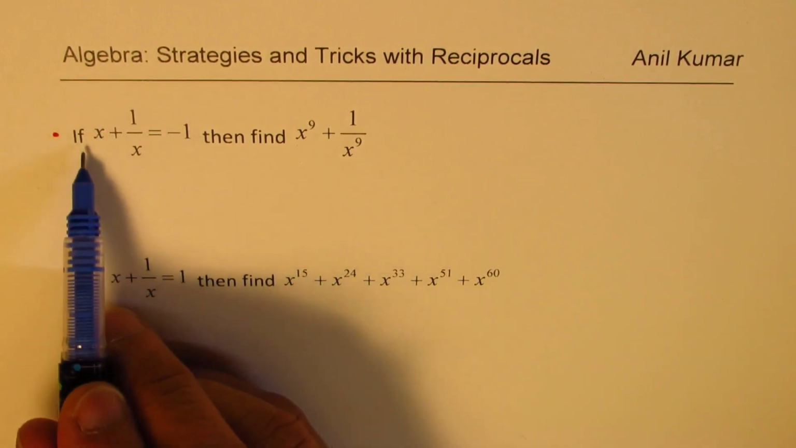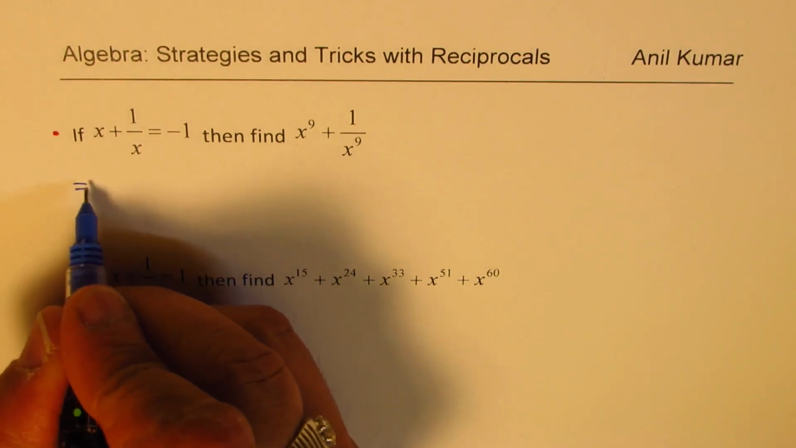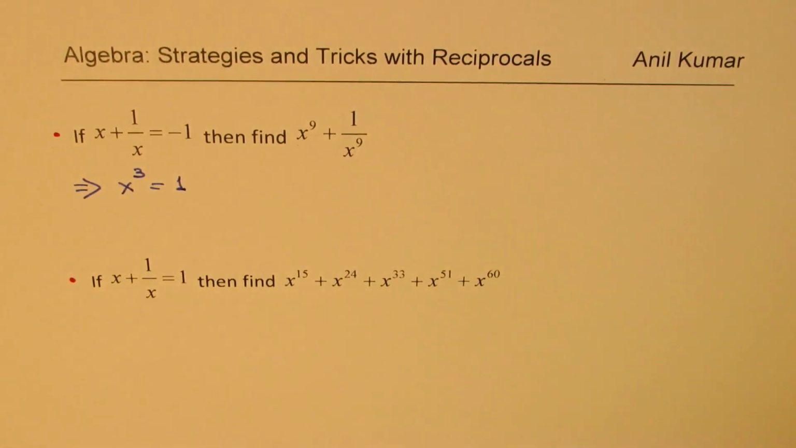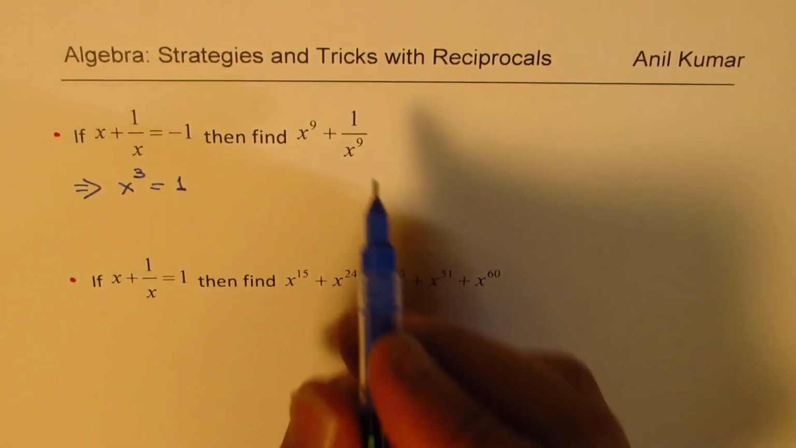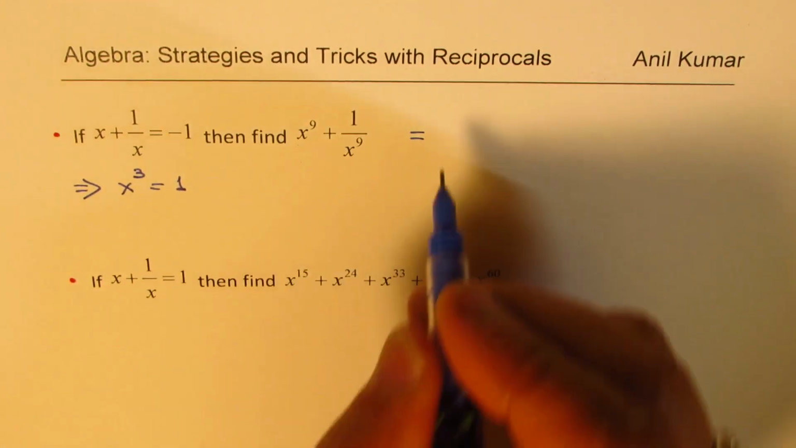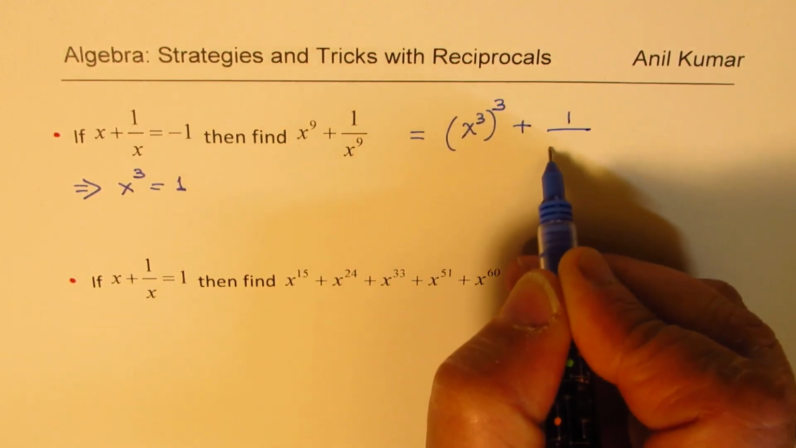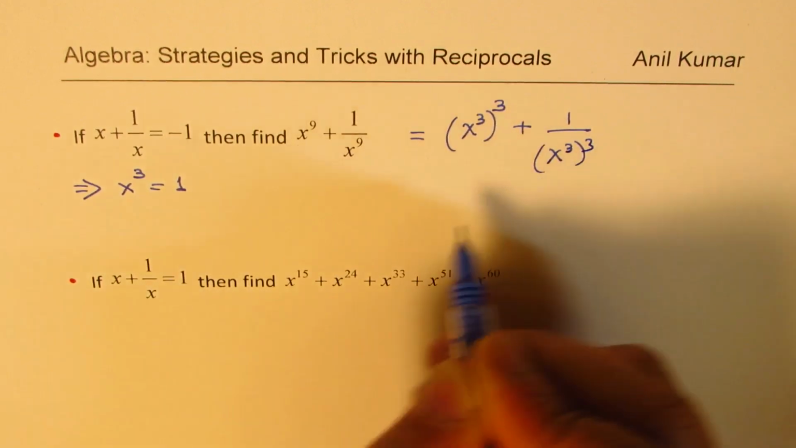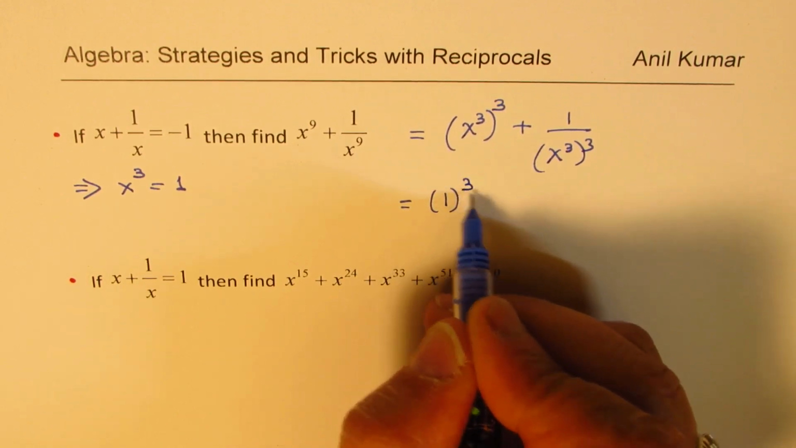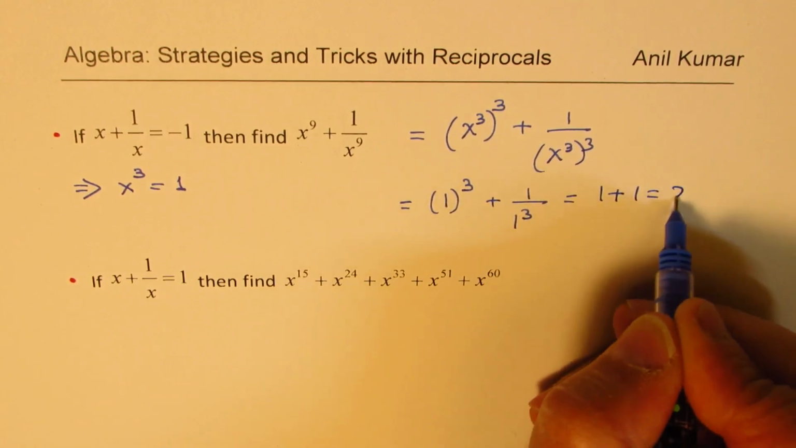Well, in this particular case, if x plus 1 over x is minus 1, then this implies that x cube is what? It has to be positive 1, correct? Now x cube is positive 1. Now we are looking into x to the power of 9 plus 1 over x to the power of 9. I could write this as x cube to the power of 3, right? Plus 1 over x cube cube. And that gives you, we know x cube is 1. So that gives you 1 cube plus 1 over 1 cube. And definitely this is 1 plus 1, which is equal to 2.